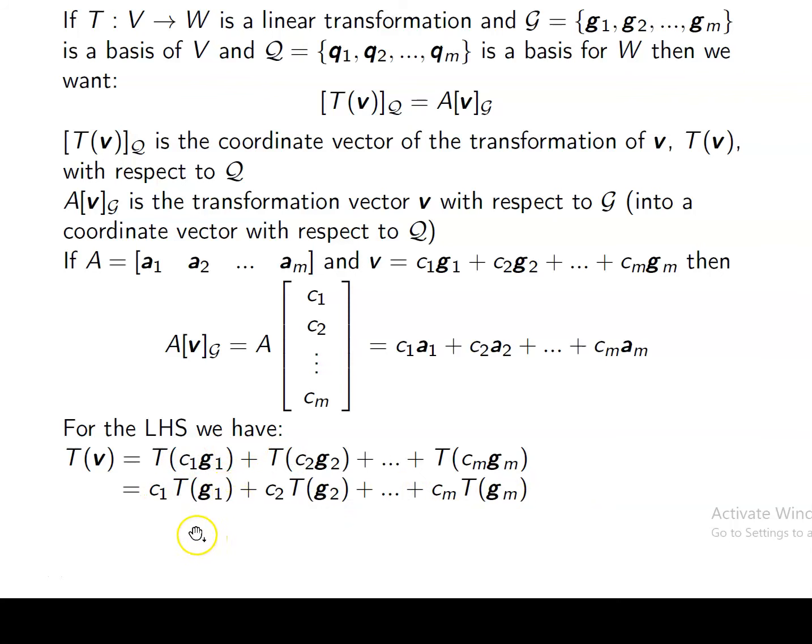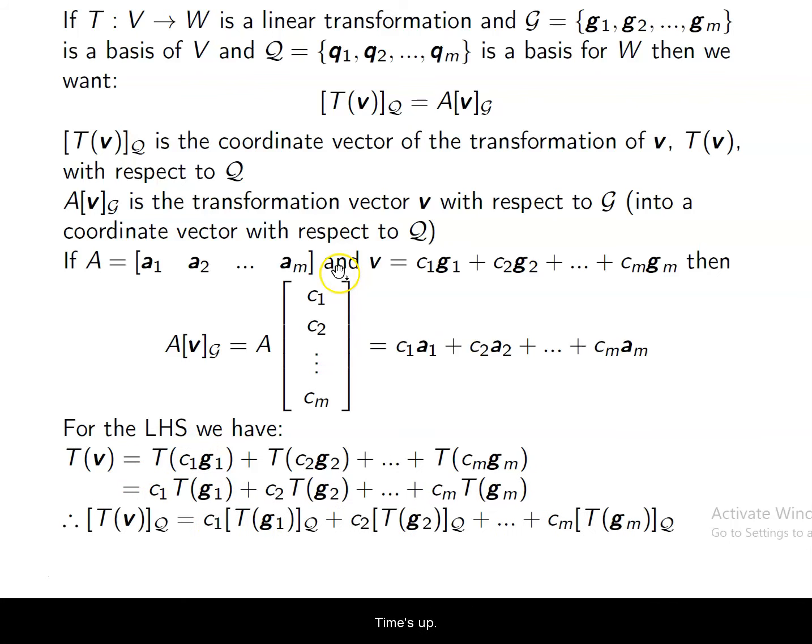So we need to represent T of V in terms of Q, because that's what we're trying to get to. In order to write this as a representation of Q, where the basis is Q, I need to represent each of its parts in terms of Q.